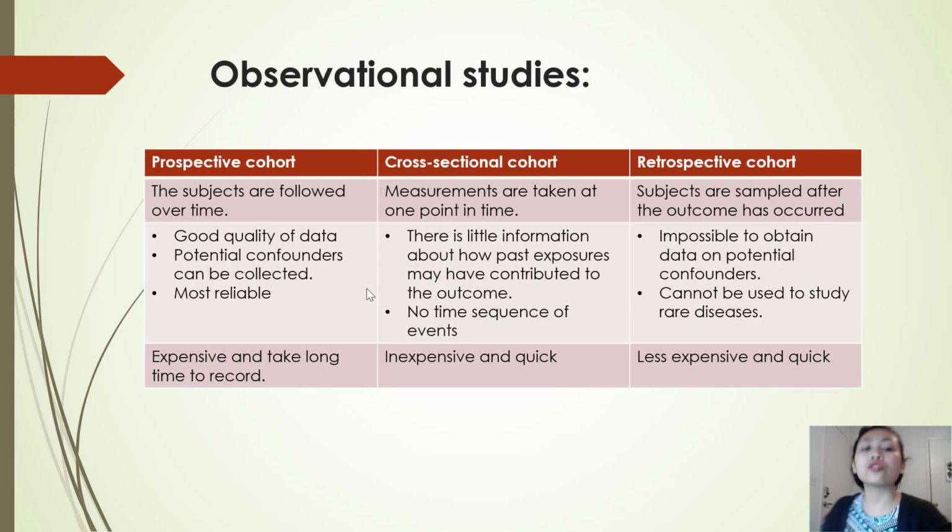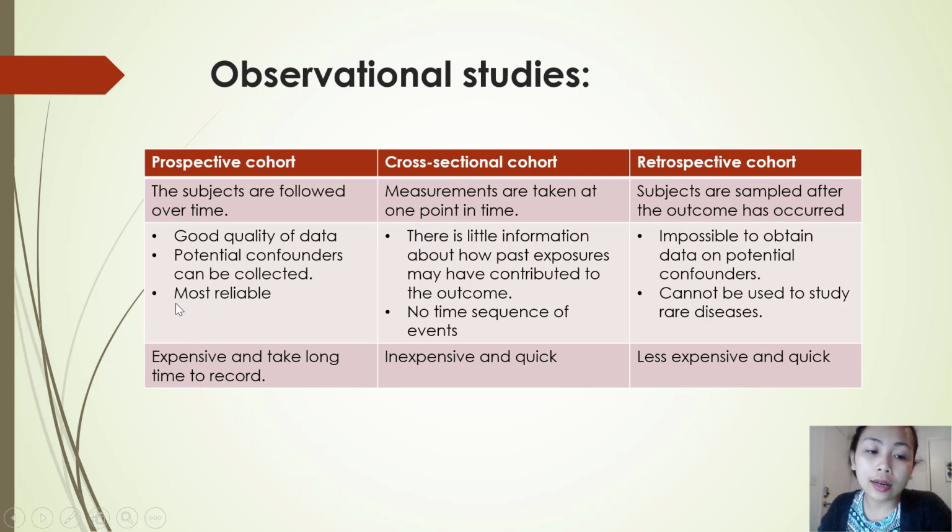So in observational studies, since we have three types of cohort study, we are going to compare these three. For prospective cohort, the subjects are followed over time. Those are the properties. For cross-sectional cohort, the measurements are taken at one point in time. For retrospective cohort, subjects are sampled after the outcomes have occurred.